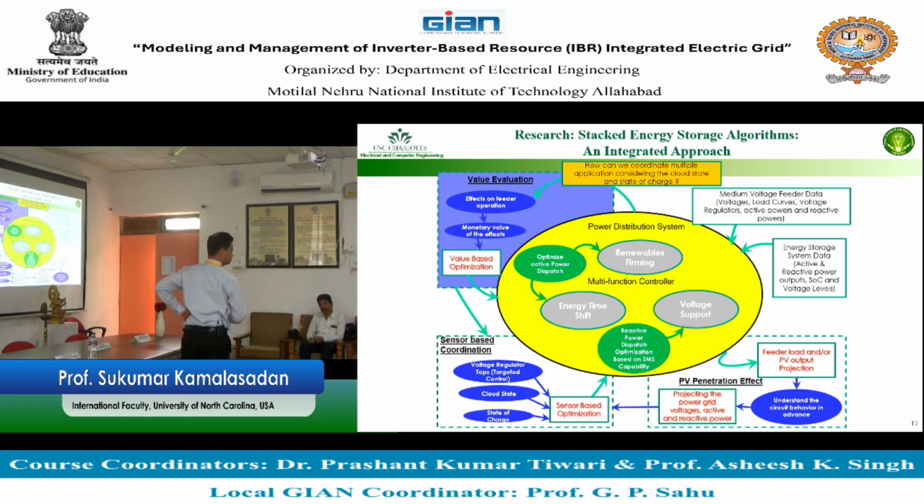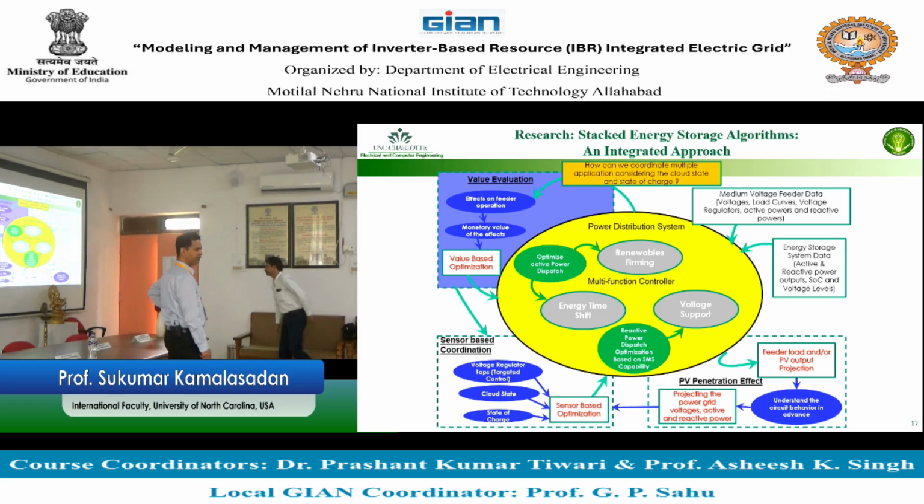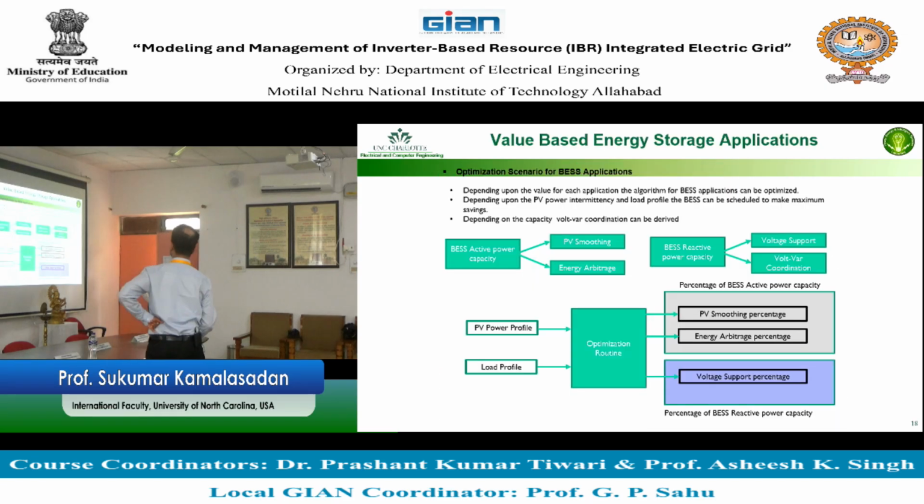Voltage support, we already know what voltage support is. For voltage support, you need reactive power. For renewable capacity firming and the energy time shift, you need active power. So the battery, along with the inverter, can do both jobs. Energy time shift and PV smoothing are active power; voltage support and volt-var coordination are different things.